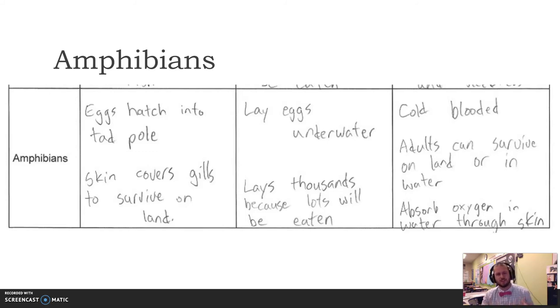So to just kind of sum that all up, amphibians hatch as a tadpole, and then they will metamorphosize and grow into what they live as on land. The skin covers their gills so that they can develop those lungs. They will lay eggs underwater thousands at a time because some of those eggs will be eaten. Again, they are cold-blooded. Animals can survive on both land and on water, and they can absorb oxygen from the water through their skin, so they are still able to breathe underwater.